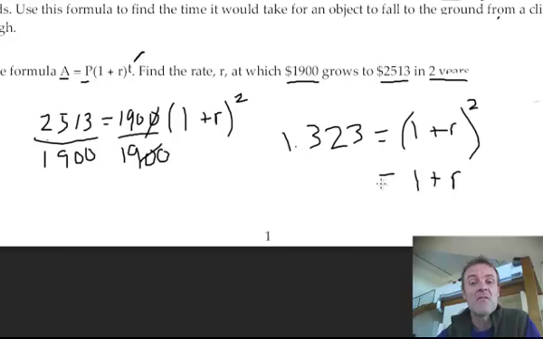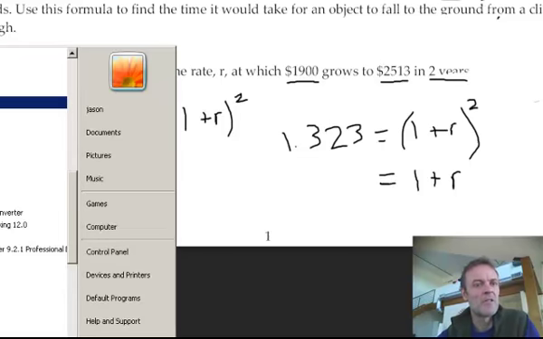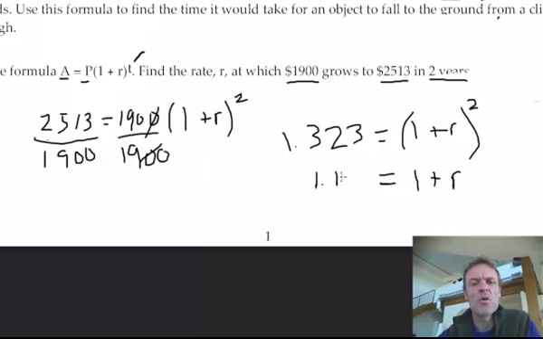Okay? If I square root, why do I keep cancelling that calculator? Oh, programs, accessories, calculator. Right, we have 1.323. I am going to square root it. Where's the square root? Why isn't there a square root on this? I'm just going to have to hit this one, square root, okay, equals. Right, 1.15. That's the square root of 1.323. I have just square rooted both sides.